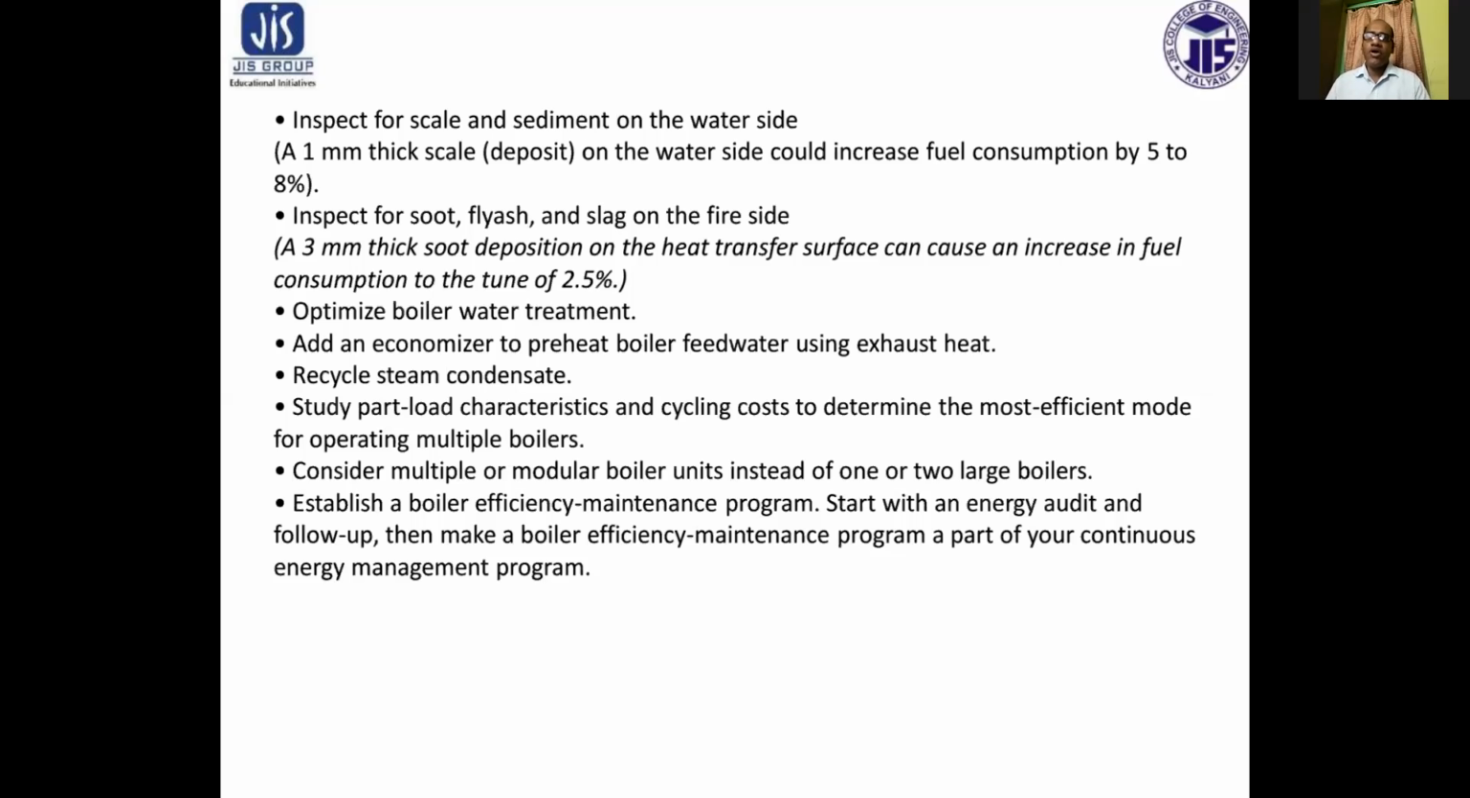Establish a boiler efficiency maintenance program. Start with an energy audit and follow up, then make the boiler efficiency maintenance program a part of the continuous energy management program.